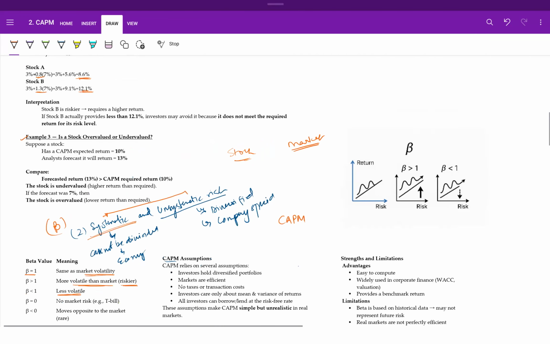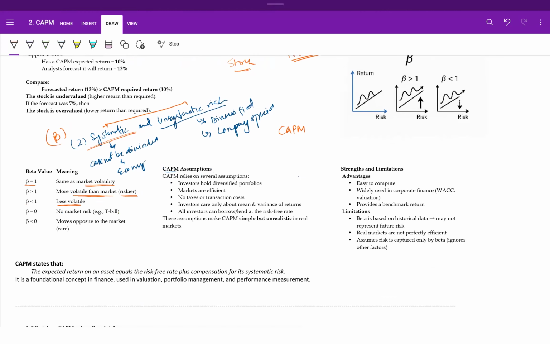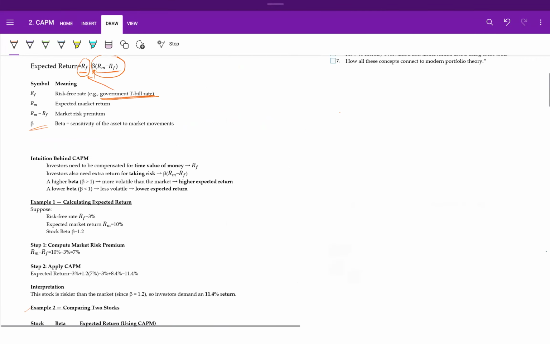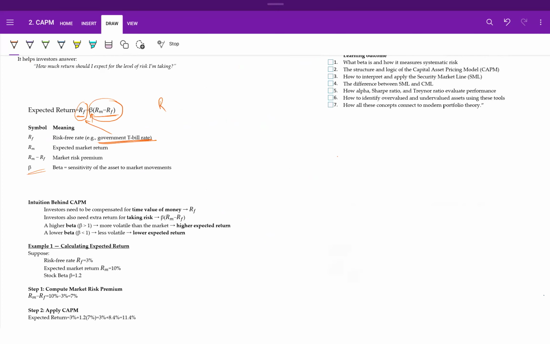And if the beta is equal to 0, there is no market risk. This means we can say that it's a T-bill, treasury bill, government security. For a government security, the risk-free rate is whatsoever the risk-free rate may be, but the beta for government security is always 0.